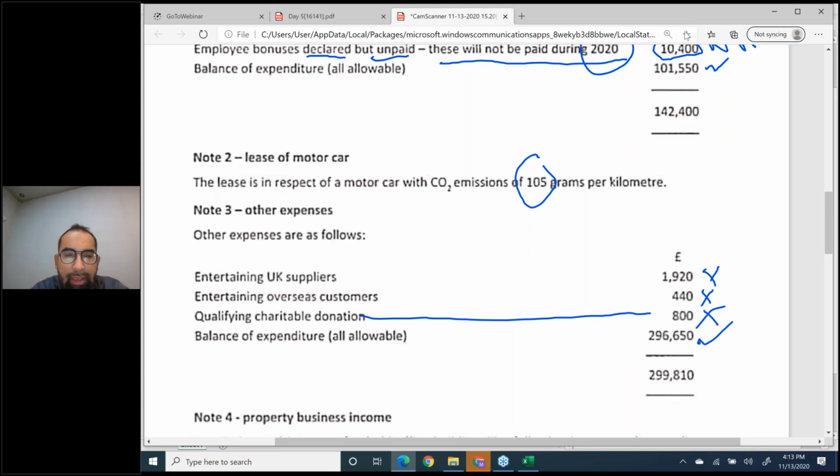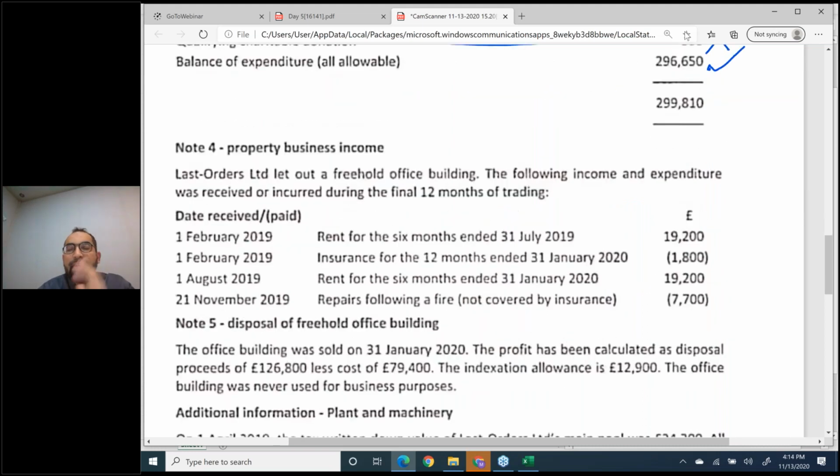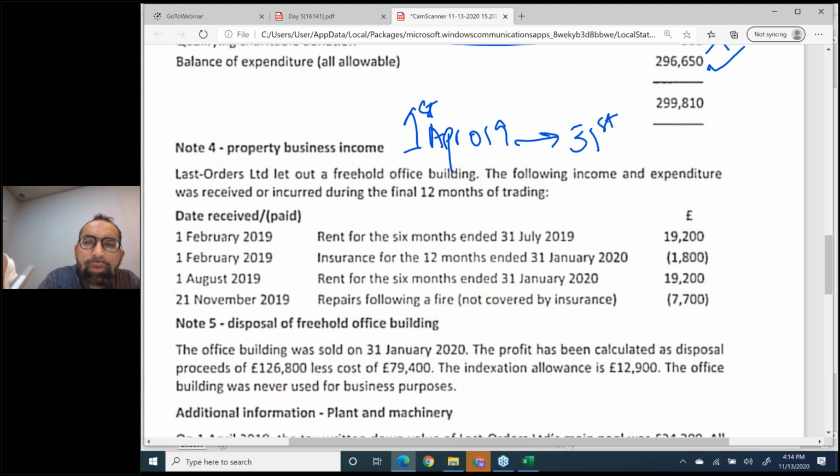Now again you have property income, but first thing, my dear students, we are not doing individuals right now, we are doing companies. This is companies' property income. The first thing is that for companies, property income is calculated on an accrual basis. Let me write the accounting period. Hope you remember, the 10 months accounting period. Our accounting period is this: 1st of April 2019 to 31st of January 2020.